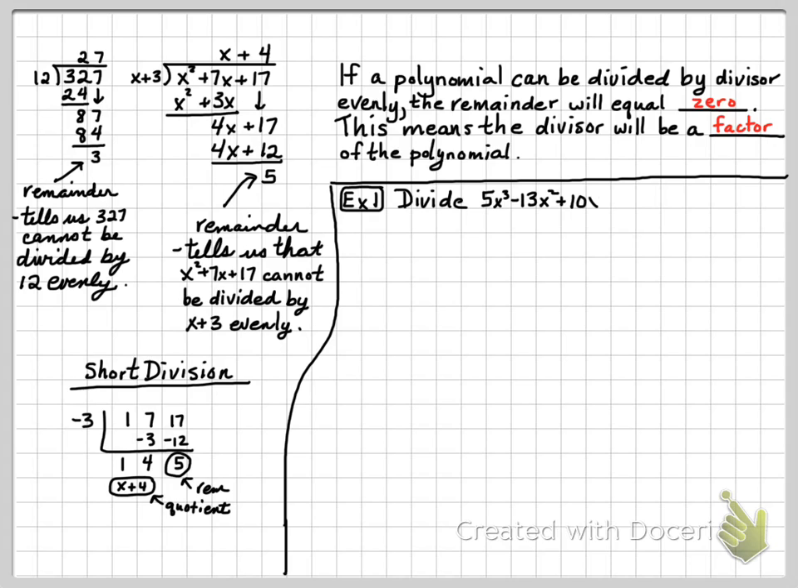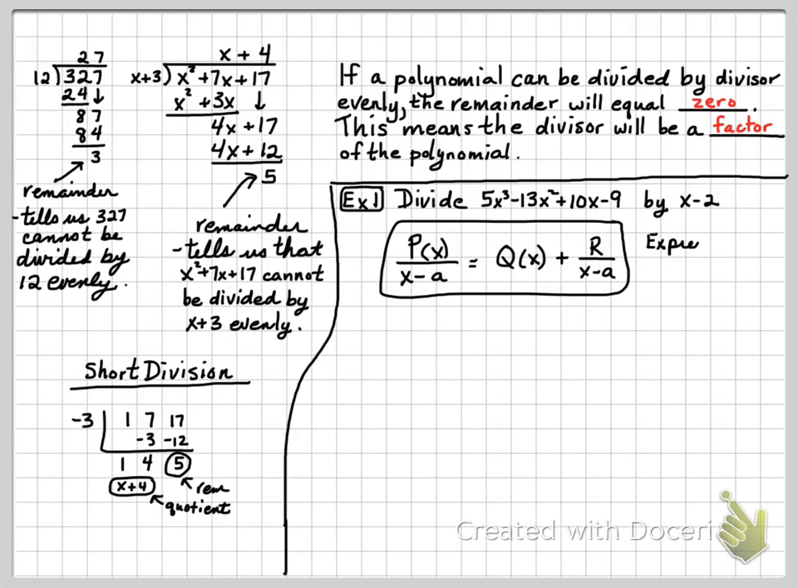Example 1. Let's divide 5x cubed minus 13x squared plus 10x minus 9 by x minus 2 using short division. And the way we're going to write it is the polynomial divided by the divisor is going to equal the quotient plus the remainder over the divisor. For instance, if we went 9 divided by 2, we'd write it as 4 as the quotient, and 1 over 2 is the remainder.